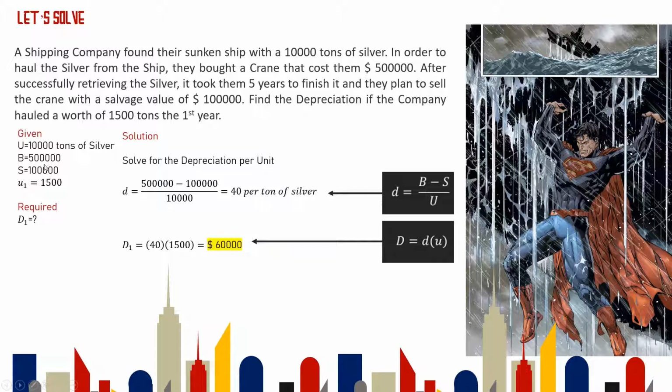Ibig sabihin, ang 500,000 nga first cost, after a year, nga nakakuha na sila og 1,500, pwede na nabawasan og 60,000. Okay? So, 500,000 minus 60,000. So, muna to ang amount na pwede nila ibaligya, if ever gusto nila ibaligya na to at the first year. Ganyan. So, 500,000 minus 60,000.